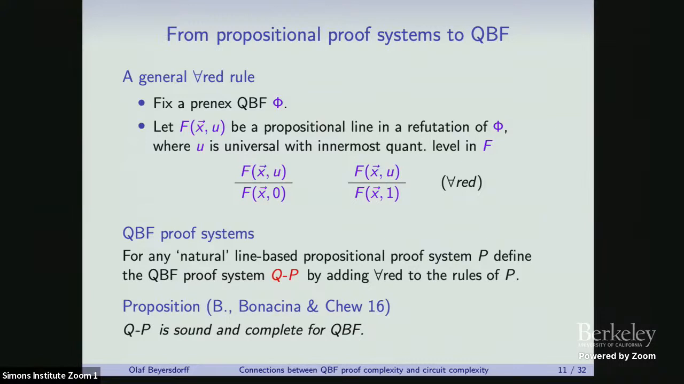And now I'm adding one rule to the system, which is again this universal reduction rule. The condition is, as before, that u is universal with innermost quantification level in f. So in other words, again, none of the x variables in f will depend on u. And in this case, again, it's sound for the universal player to either set u equal 0 and therefore simplify the formula, or to set u equal 1. That's fine.